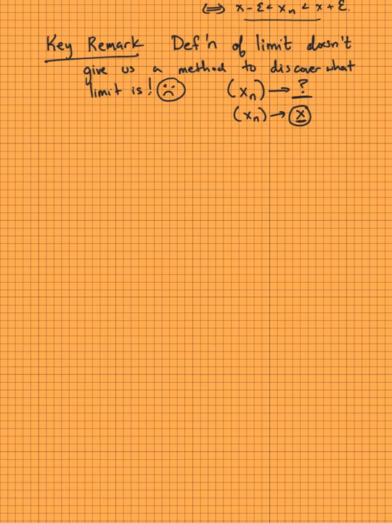Okay? So let me give you an example which will lead to probably the most useful method. Okay. So we want to show that 1 over n squared plus 1 converges to 0. Okay?